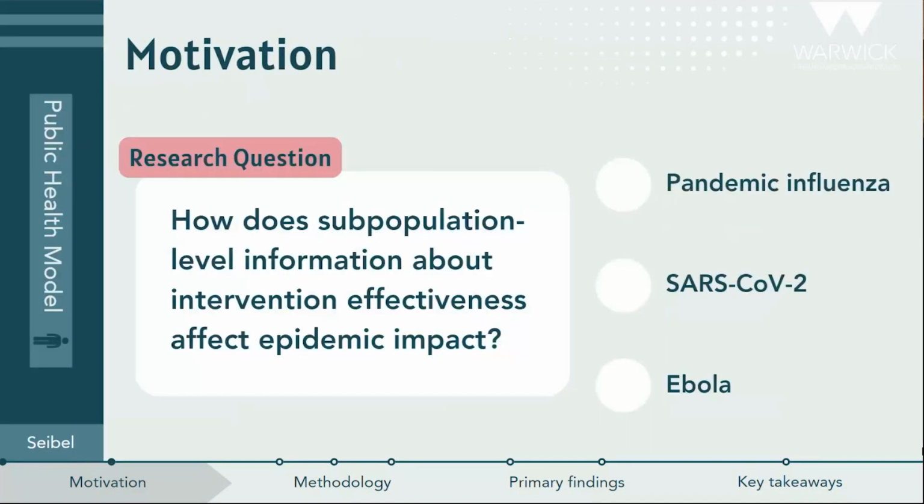The motivating question behind this public health model is, how does subpopulation level information about intervention effectiveness impact epidemic severity? During an outbreak, people might have some information about how well the vaccine is performing, and that might change how likely they are to receive the vaccine or seek it out. Here I explore pandemic influenza, SARS-CoV-2 and Ebola, purely because these pathogen systems have very different R0 values as well as mortality rates.